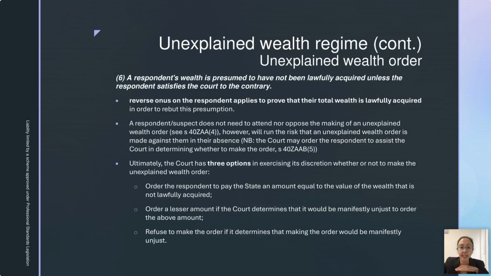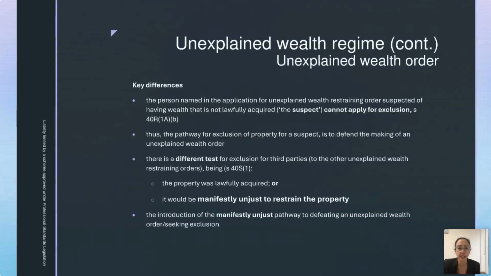The respondent doesn't need to attend the making of that order. However, if that order is not opposed, they'll run the risk of an unexplained wealth order being made against them. And finally, upon determining that question or those questions, the court can order the respondent to pay the state an amount equal to the value of the wealth that is not lawfully acquired, order a lesser amount if the court determines that it would be manifestly unfair to order the above amount, or refuse to order it on the basis that it would be manifestly unjust.